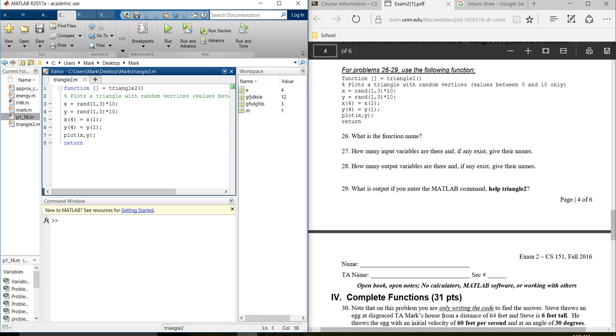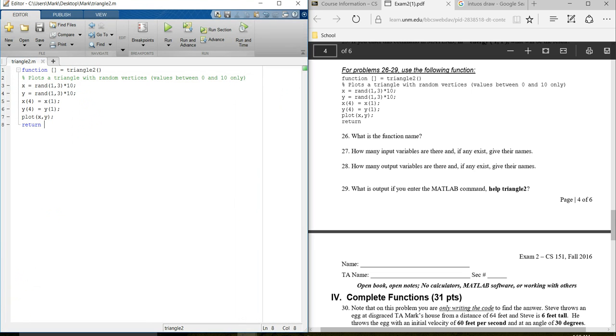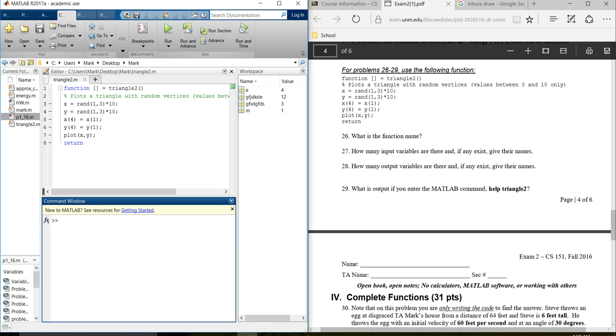What is the output if you enter MATLAB command help triangle 2? The output is the first line that's commented after function. It's really just reserved for this first line after the function header. So if I commented down here, it wouldn't show up when I say help triangle 2. It says plot the triangle with random vertices, values between 0 and 10 only.